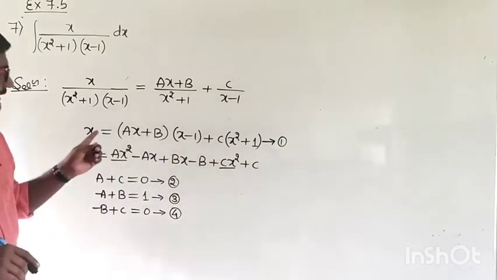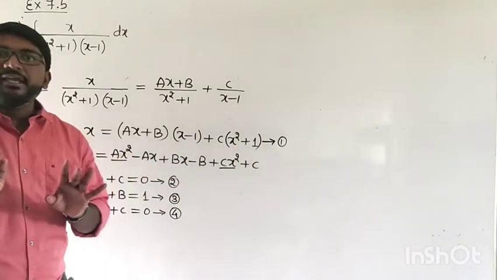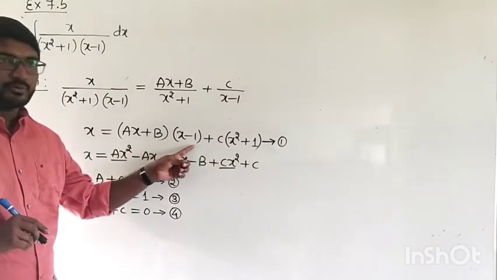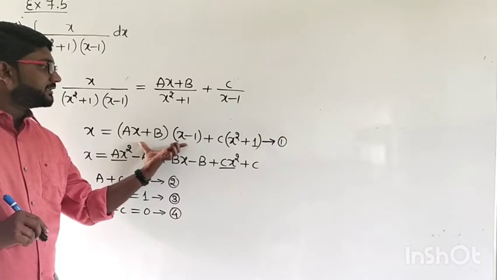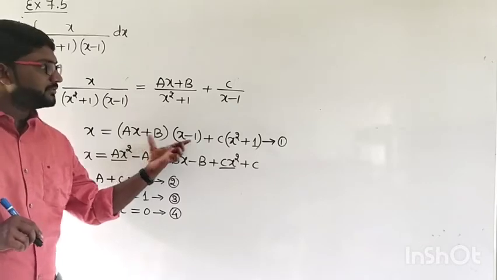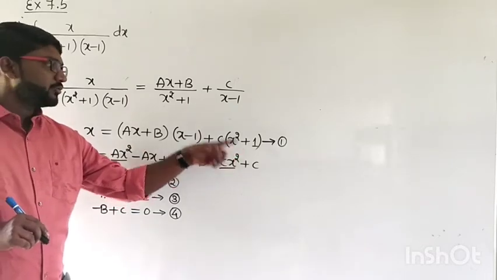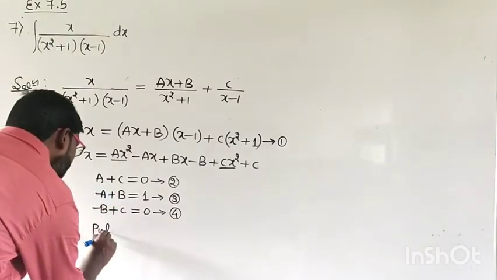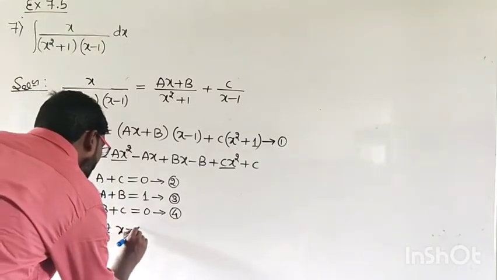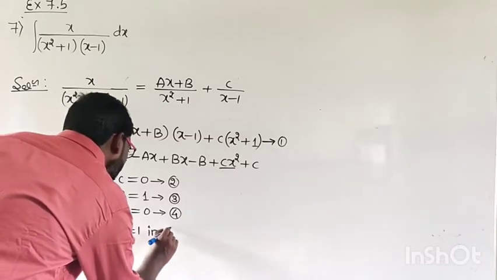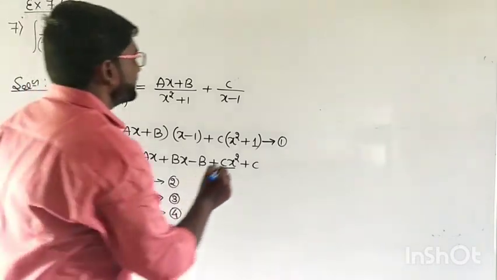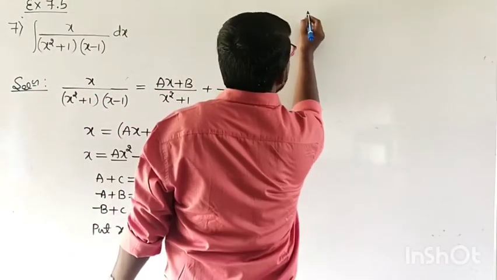So here in equation 1, if you take x as 1, put x equal to 1, 1 minus 1 will be 0. 0 into this entire term is 0. So that means we get the value of c. So let us go for that now. Put x is equals to 1 in equation number 1. So what do we get now?